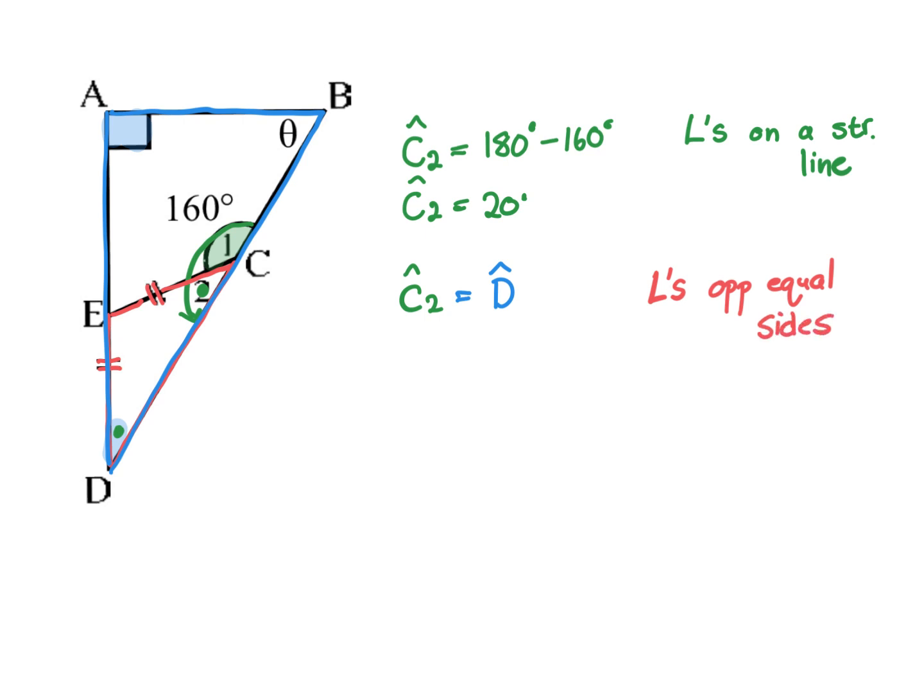Now that I have angle D, I can work in my big triangle and I can find the value of theta. So theta would be 180 degrees minus D, which by the way is 20 degrees, minus 90 degrees, which is that block at A, and that gives me a value of 70 degrees. My reason for this? Interior angles of a triangle.